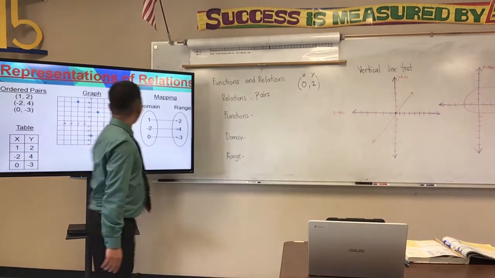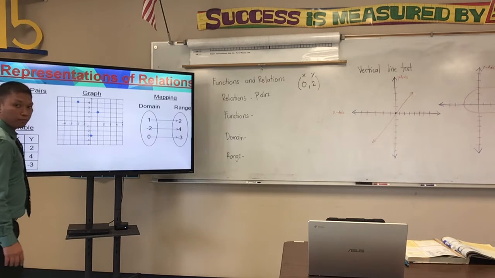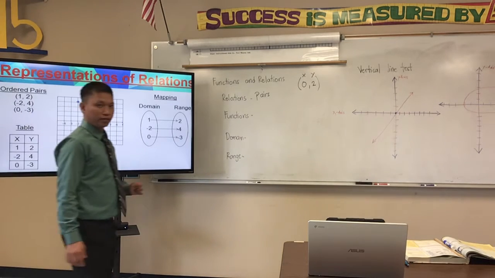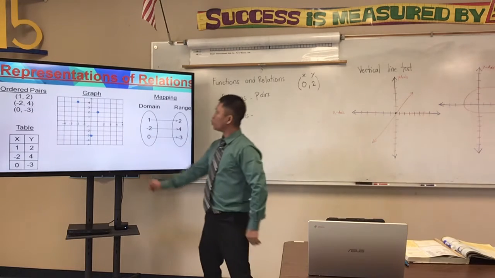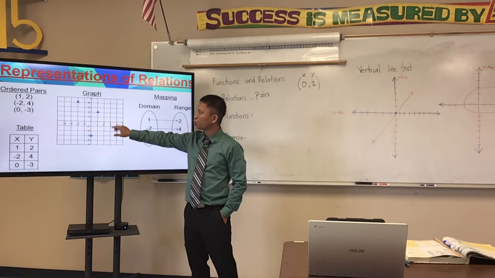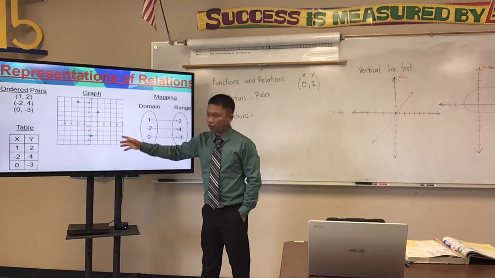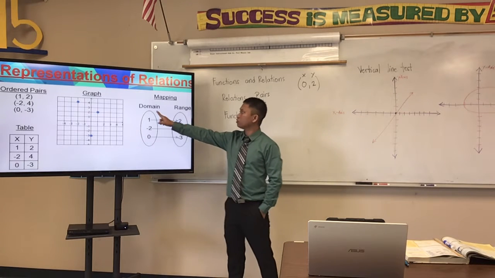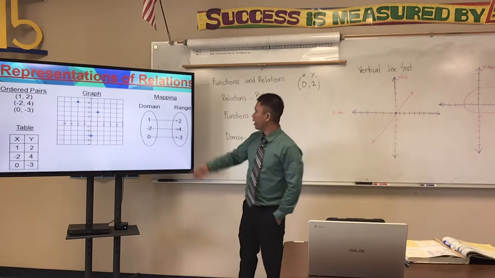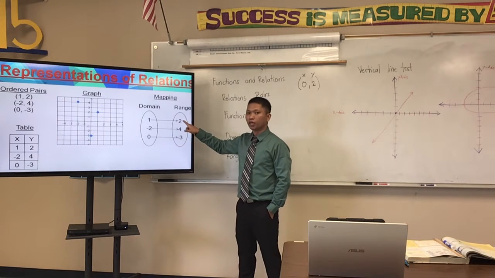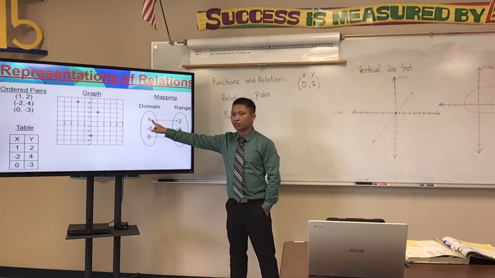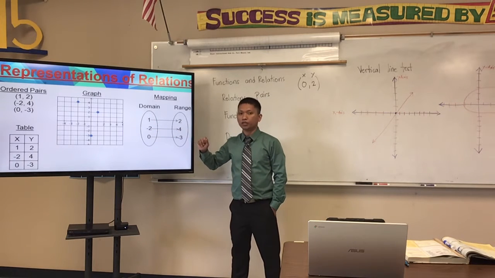On the first example, we have here ordered pairs: (1, 2), (-2, 4), and (0, -3). The other way is using a graph, using our Cartesian coordinate plane. So we have here the representation of our relation. And the third one is the mapping diagram. On the first set, we have the domain, the first set of coordinates. On the second, we have the range, the second set of coordinates. So we can map from the domain to the range. That would be our relation.